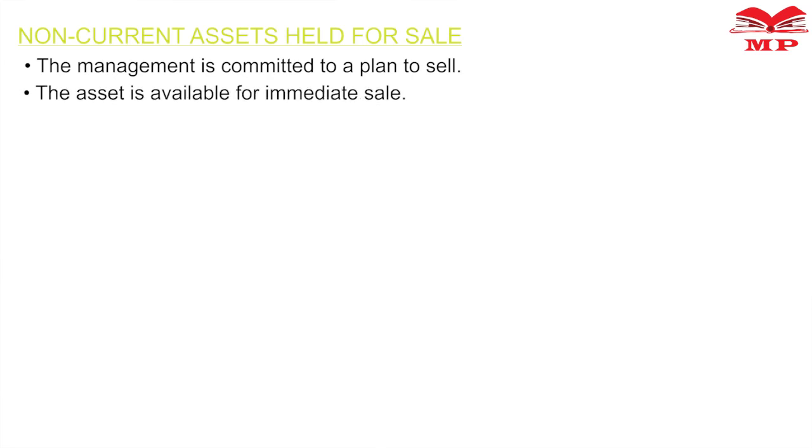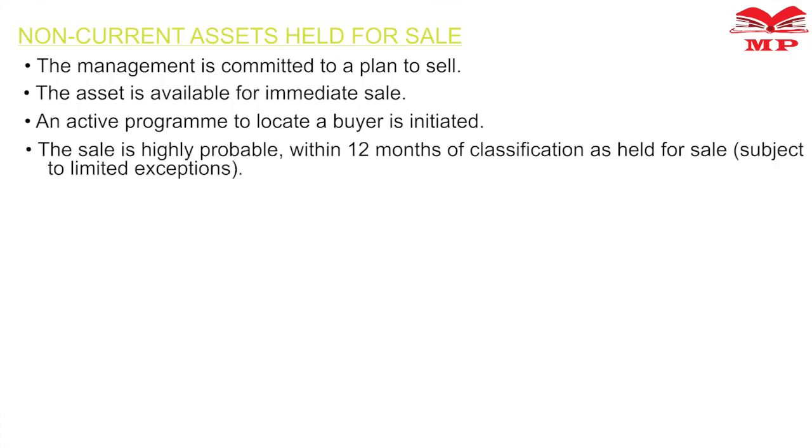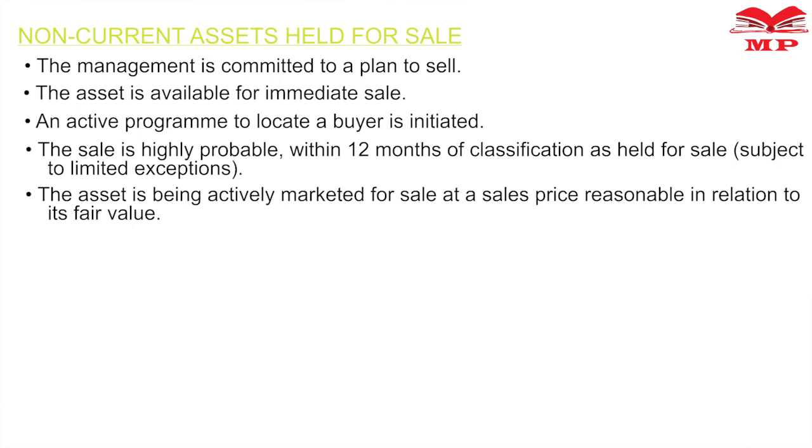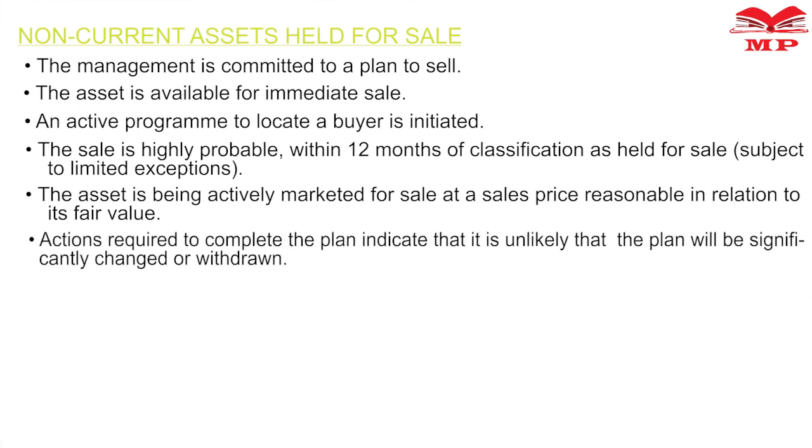2, the asset is available for immediate sale. 3, an active program to locate a buyer is initiated. 4, the sale is highly probable within 12 months of classification as held for sale, subject to limited exceptions. 5, the asset is being actively marketed for sale at a sales price reasonable in relation to its fair value. 7, actions required to complete the plan indicate that it's unlikely that the plan will be significantly changed or withdrawn.